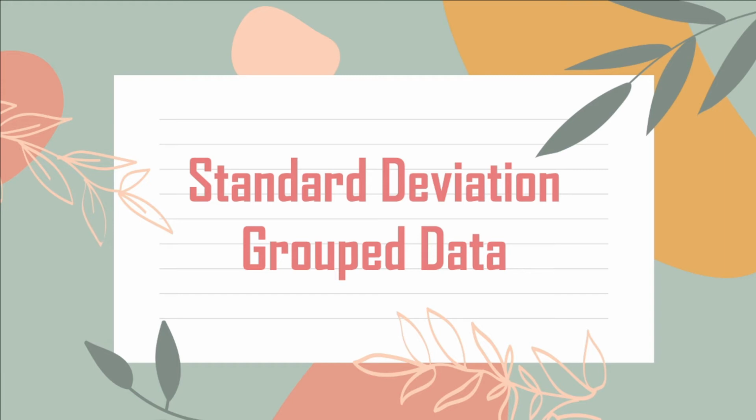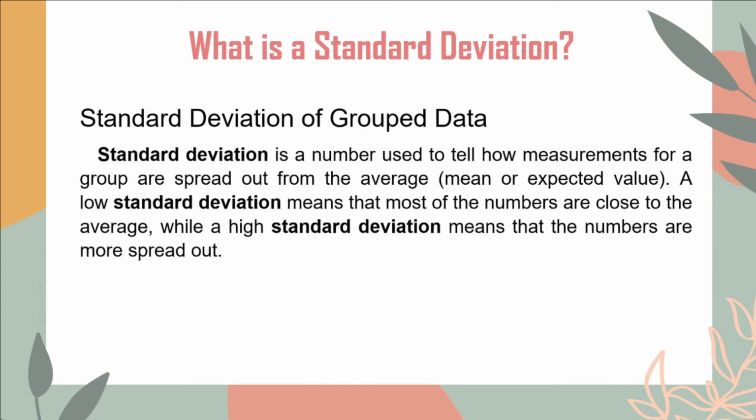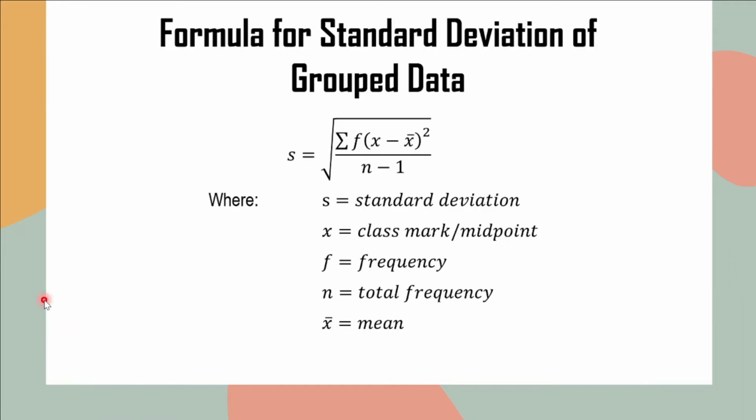I am going to discuss the standard deviation of group data. What is a standard deviation? Standard deviation is a number used to tell how measurements for a group are spread out from the average. A low standard deviation means that most of the numbers are close to the average, while a high standard deviation means the numbers are more spread out.